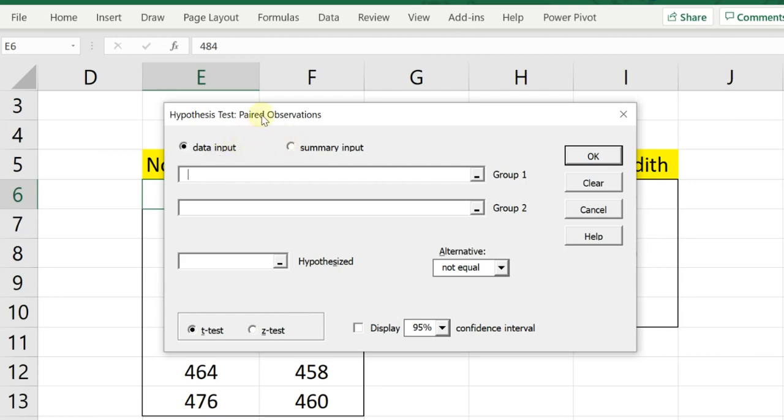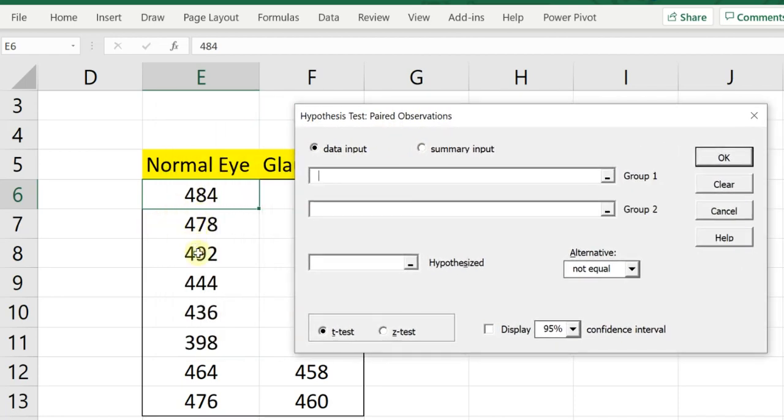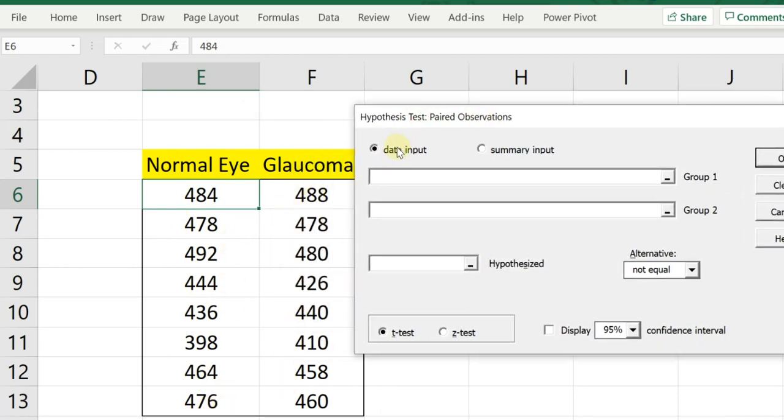See, this is data input. If you can actually see the raw data, the actual scores, you have data input. You don't have summary. Summary is if they give you the mean, the deviation, and the sample size. So we have data input.